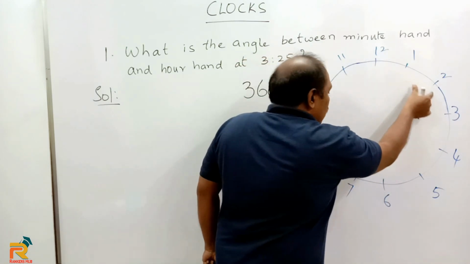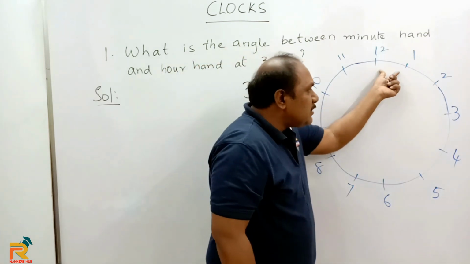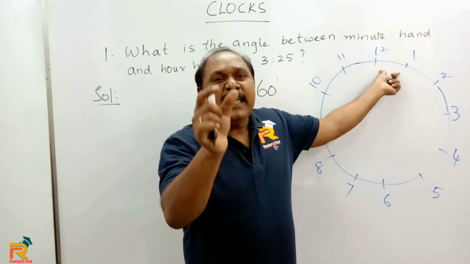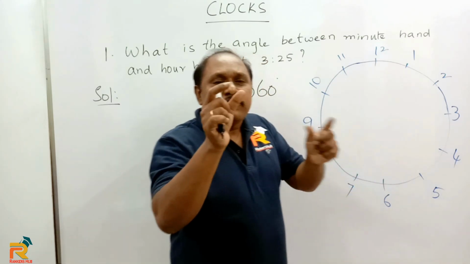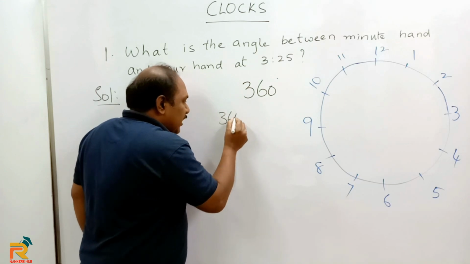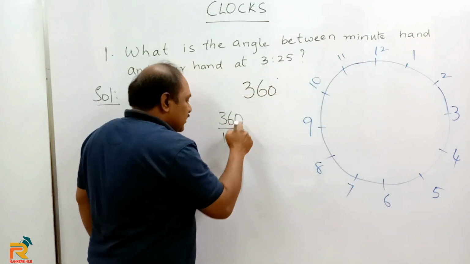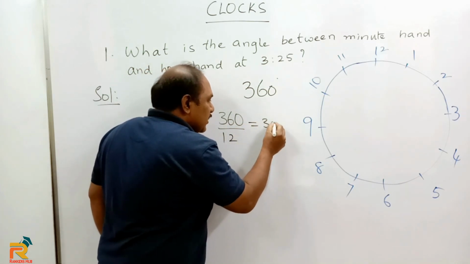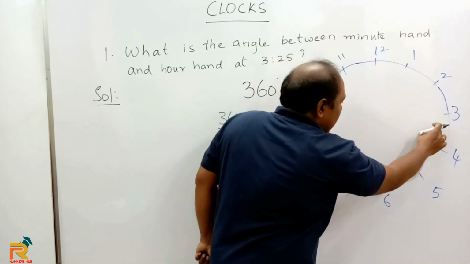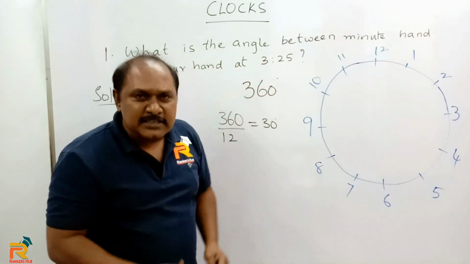Am I right? So this 360 when I divide into 12 equal parts, each part is called an hour space. So what should be the angle in each hour space? 360 divided by, we are dividing into how many parts? 12 parts. So 360 by 12, it is 30. So each hour space will have an angle of 30 degrees. So 30 into 12, totally it is 360 degrees.